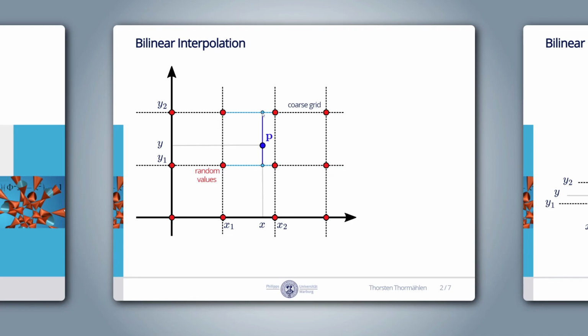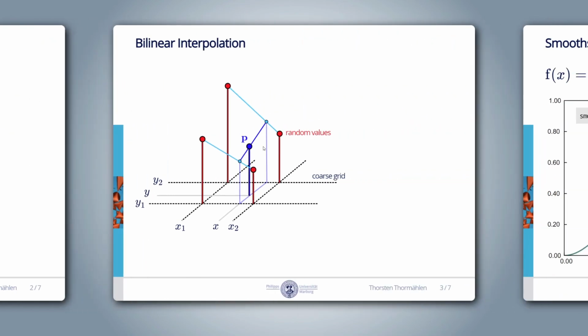Once this is done, we perform linear interpolation in the y direction, using the y position of the blue point within the 2 new points. The same setup is now illustrated in a 3D figure. The grid is the ground plane and the color values are represented as these red bars that point upwards. The length of the red bars corresponds to the stored random values.